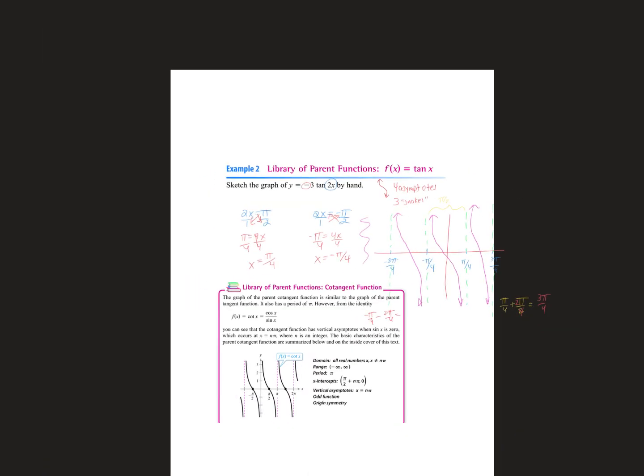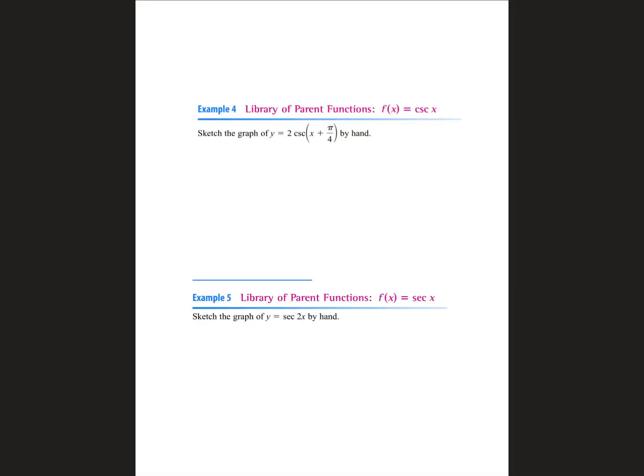All right, cross off cotangent stuff. Yeah, whoops. Don't need to worry about it.